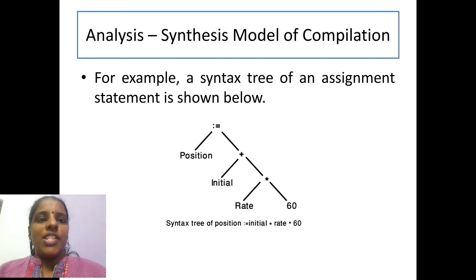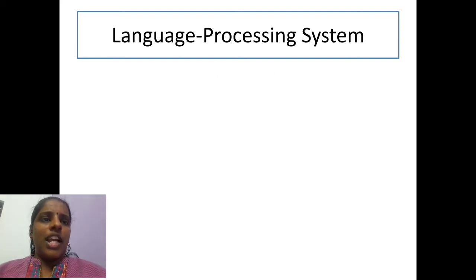This is an example of a syntax tree, and the equation is position = initial + rate * 60. This is the syntax tree. All the interior nodes represent the operators like equal to, plus and star, whereas the leaves represent position, initial, rate and 60. These are the arguments, or operands.